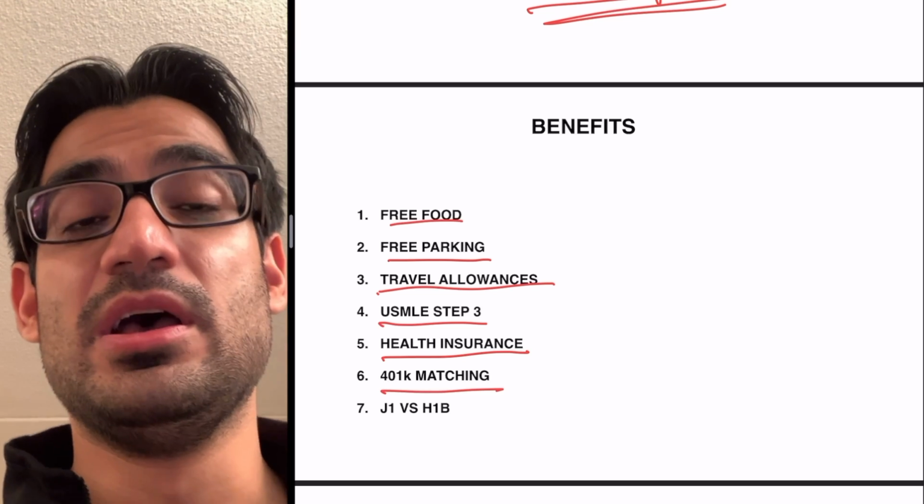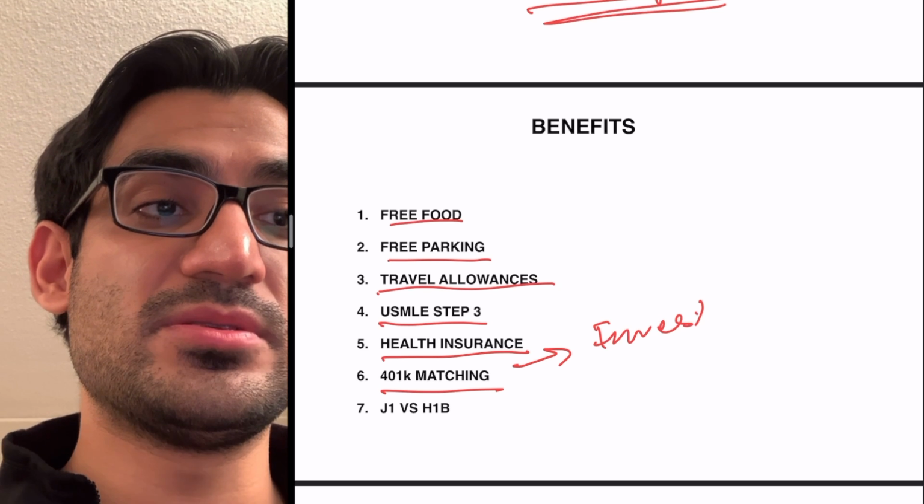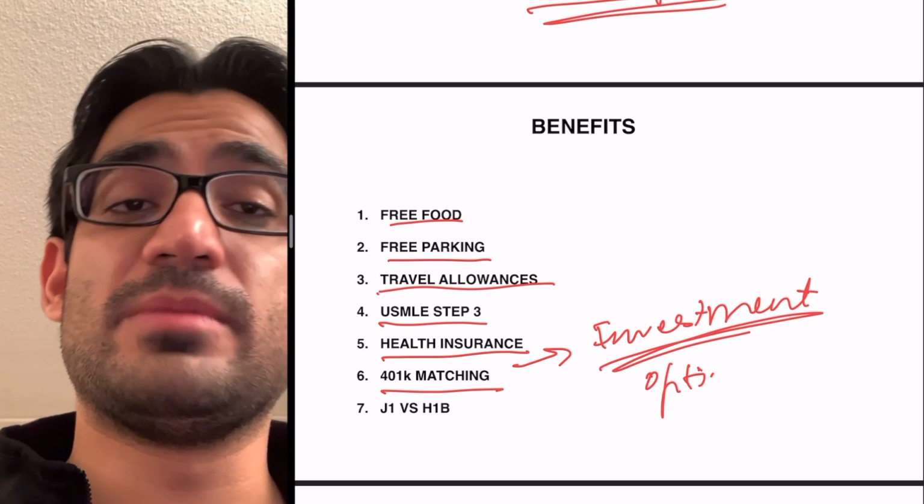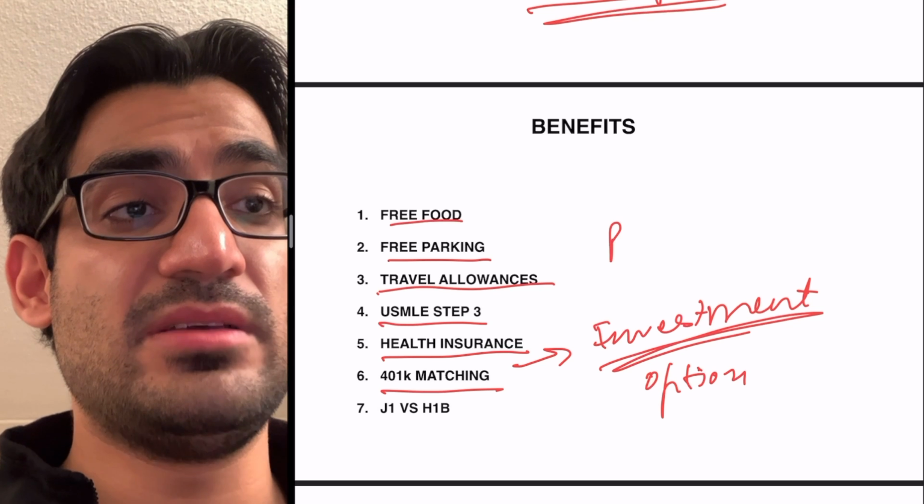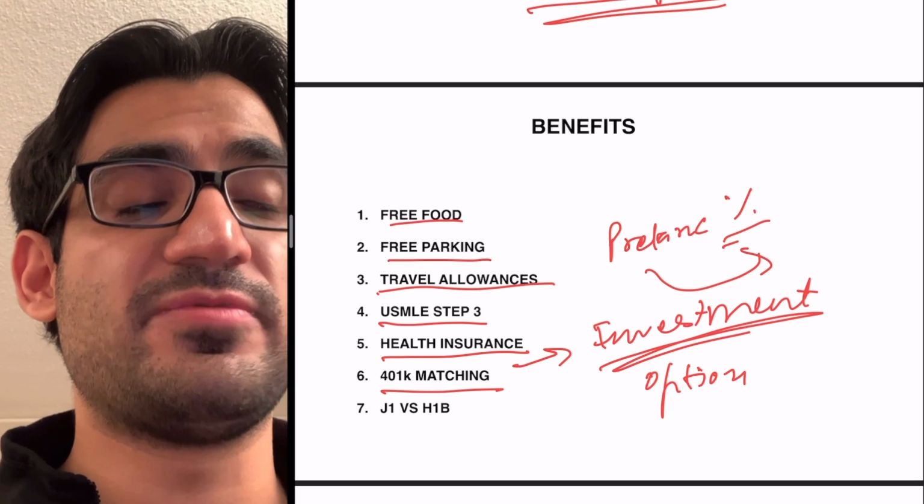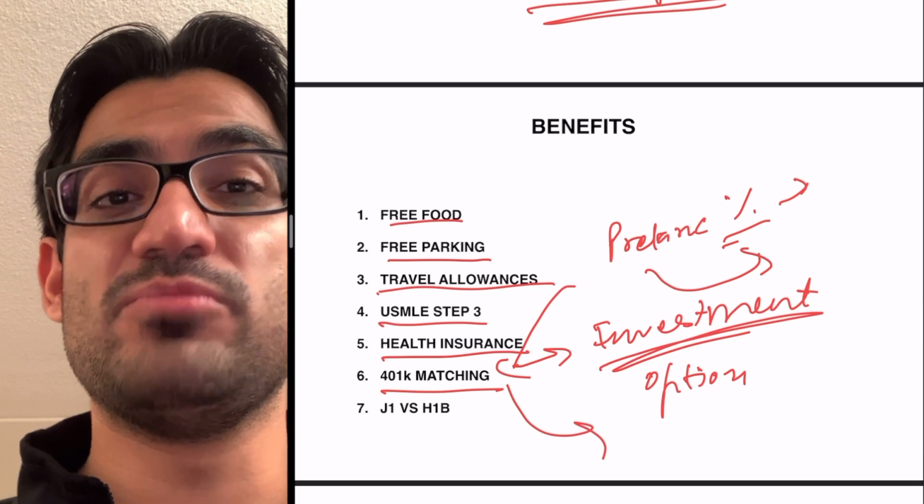401k matching. So what is a 401k? A 401k is an investment option where you can put your pre-tax money. Any pre-tax money you make, you can put a percentage of that into a 401k, which will invest it into very safe mutual funds.